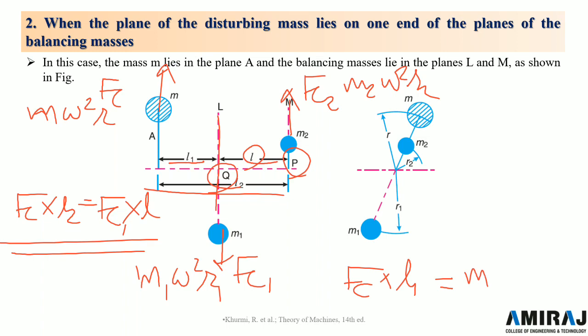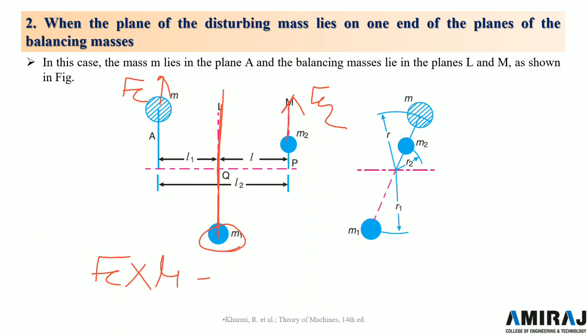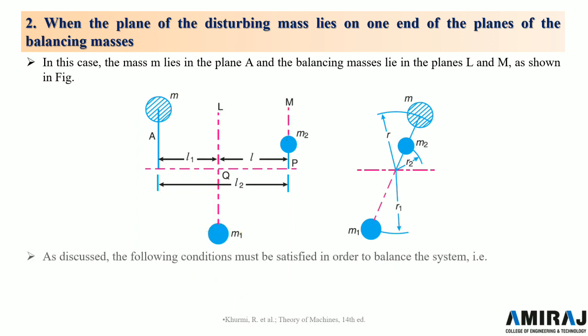Fc2 cross L. Here we are taking the moment at this point, so Fc cross L1 will not be considered, only considering Fc2, minus Fc2 cross L is equal to 0. So in this way we will get the equation.